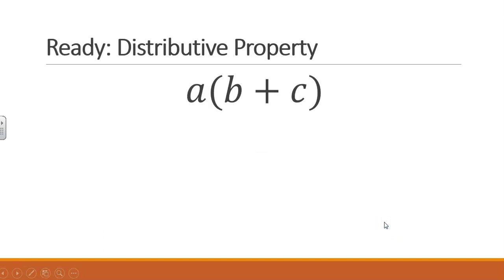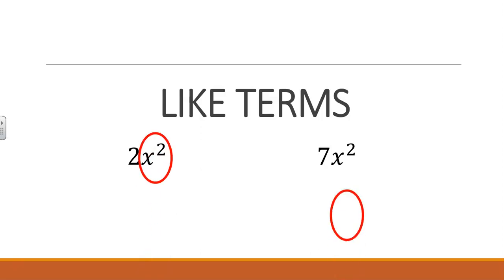In previous courses, you learned the distributive property. When using the distributive property, we need to combine like terms. For example, 2x squared and 7x squared both have an x squared. So these are like terms.